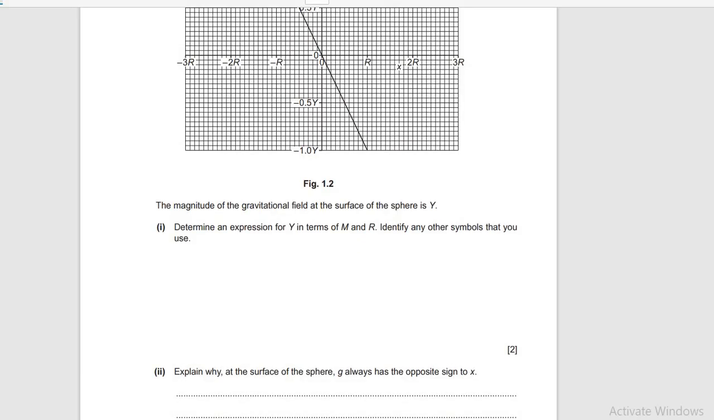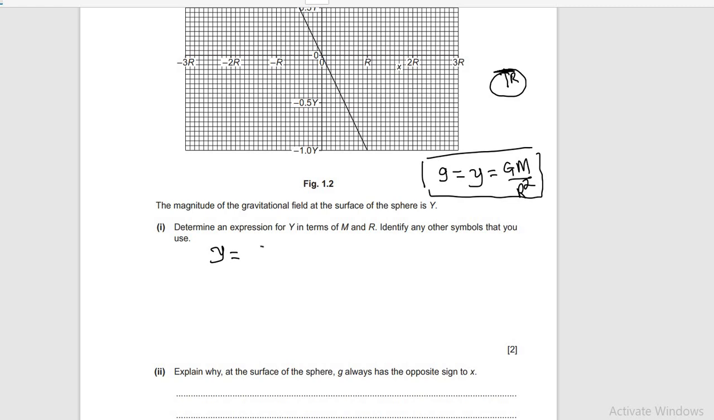Now the magnitude of the gravitational field at the surface of the sphere is Gm over r, because the distance from the center to the surface is the radius. So the gravitational field strength at the surface of the sphere will be this. The question asks us to determine an expression for y in terms of m and r, and identify any other symbol used.